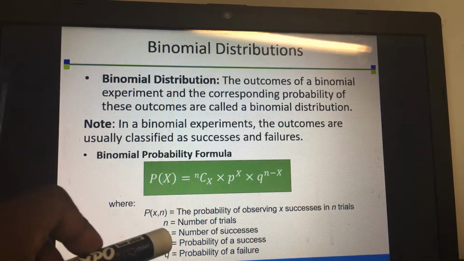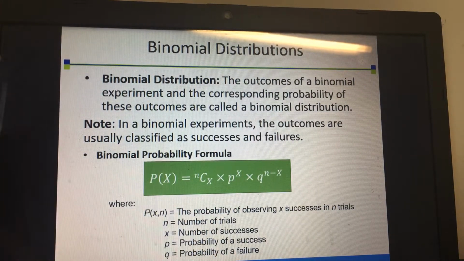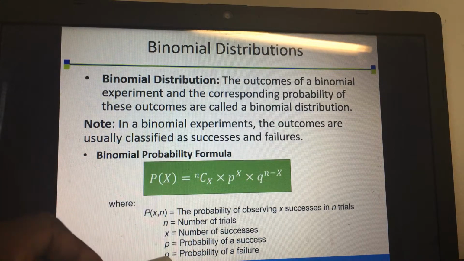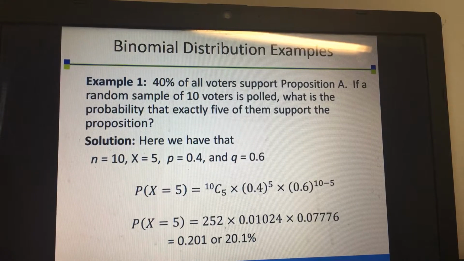P is the probability of success that I just explained. Q is that of failure. And you get Q by just doing 1 minus P. So let us apply this rule in solving some problems, okay? Hope you enjoy it so far. All right, look at this.